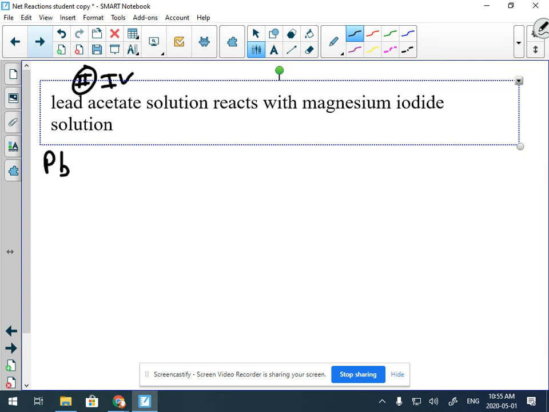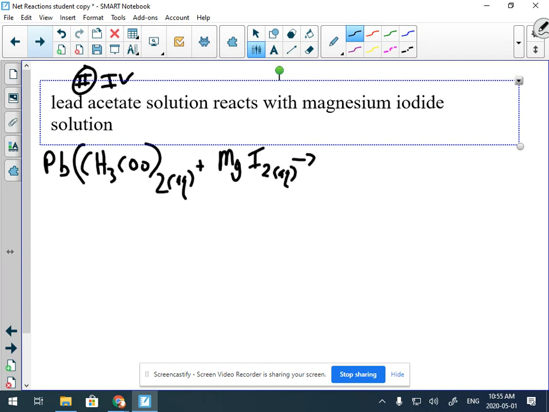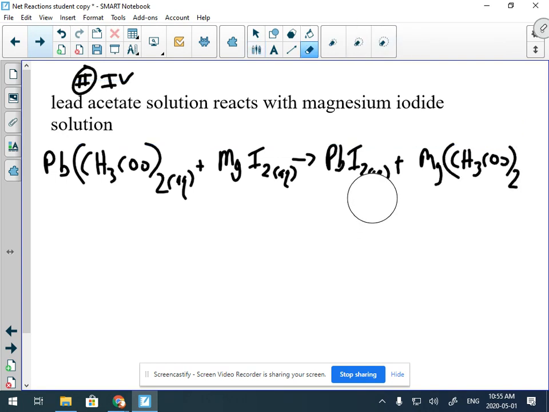Acetate is a polyatomic ion. It's CH3COO. It's a very weird one. It's only 1 negative, so we need 2 of those. Question says we have an aqueous substance. Okay. Then we have magnesium iodide solution. Magnesium is 2 plus. All right, this is a double replacement. So the lead goes with the iodide, and the magnesium goes with the acetate. Okay. Oh, I don't know if that's aqueous. Maybe I jumped the gun right there.